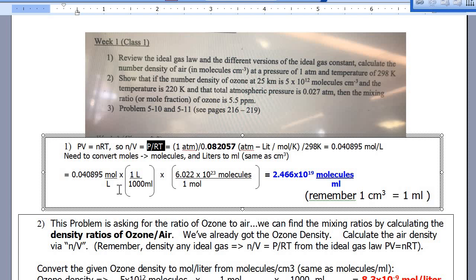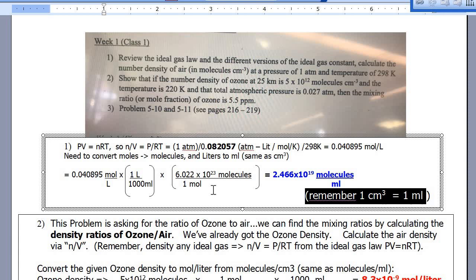So we get 1 atmosphere divided by 0.08206 divided by 298, which gives us 0.04 moles per liter, but they're asking for molecules per milliliter. To convert liters to milliliters, well, centimeter cubed, which is the same as a milliliter. I'm not fond of centimeter cubed. I know it's common in literature, but I prefer milliliters. It's identical.